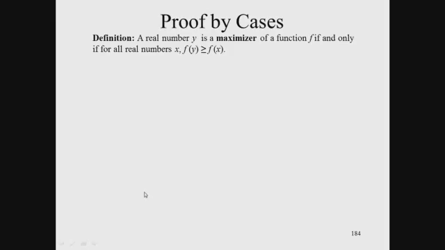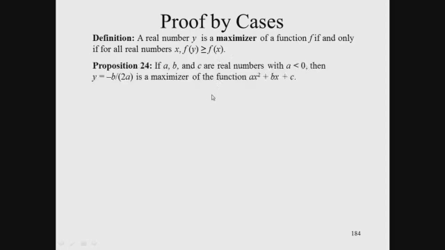Here's a definition of a maximizer of a function. A real number y is a maximizer of a function if and only if the value of the function at y is as big as possible, meaning you get the largest possible value for the function when you put in the value y. With quantifiers, it reads this way. A real number y is a maximizer of a function f if and only if, for all real numbers x, the value of the function at y is bigger than or equal to the value of the function at x. And now what we'd like to prove is that if a, b, and c are real numbers with a being strictly negative, then y equals minus b divided by 2a is in fact a maximizer of this parabola.